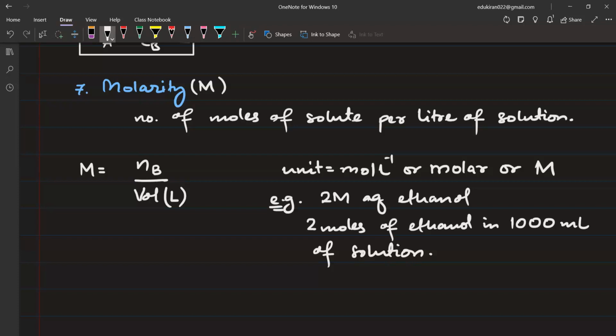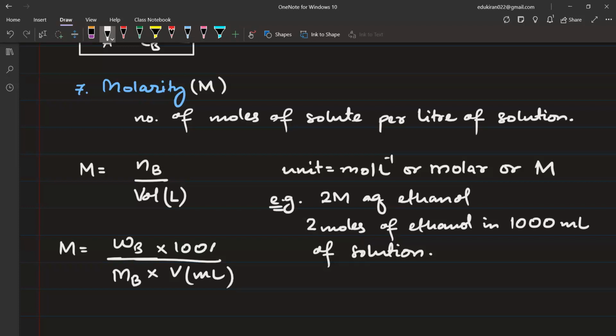Please see, molarity will be equal to the given mass, that is WB, divided by MB, the molar mass, multiplied by the volume. Generally, if it is given in ml, then you multiply 1000 above. See, write this down. That is molarity.